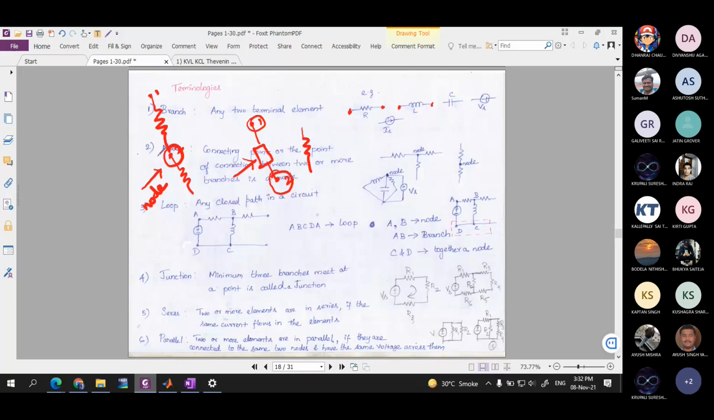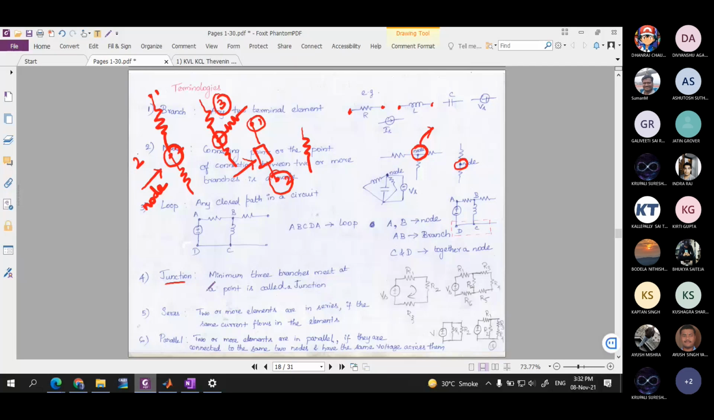Okay, so if a minimum of three or more elements are connected at a point, then you can call this point a junction. If two or more elements are connected at a point, you can call it a node. If three or more elements are connected, you can call it a junction. That's what I have mentioned here. So here we have considered three elements. Here you can call this either a node or a junction, but this one is only a node, not a junction.